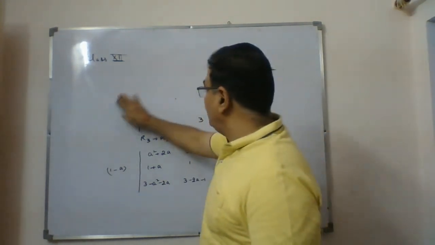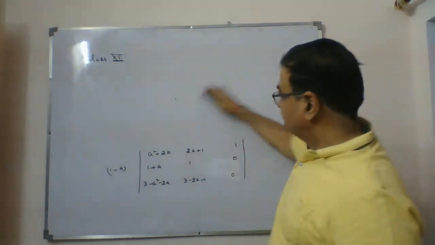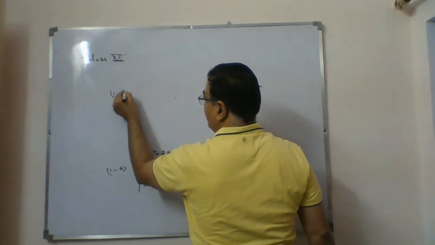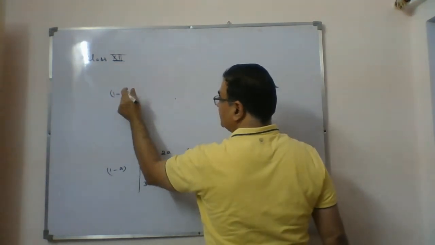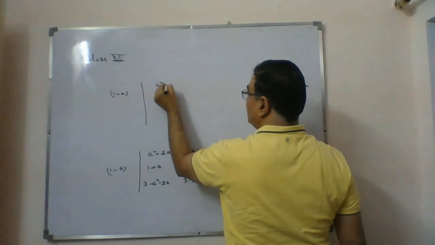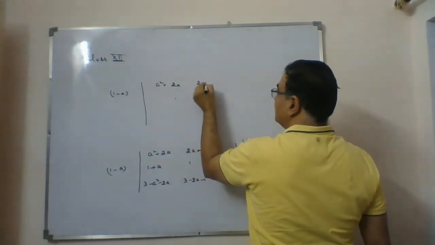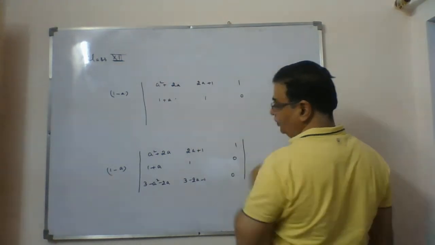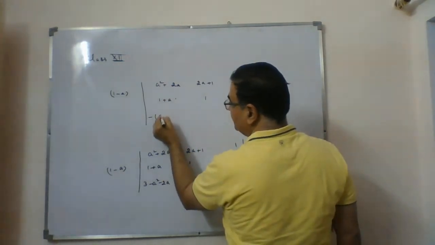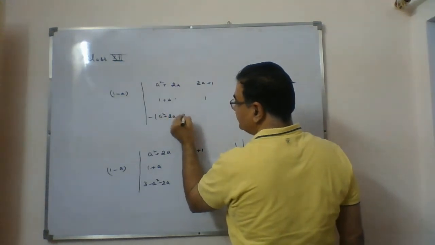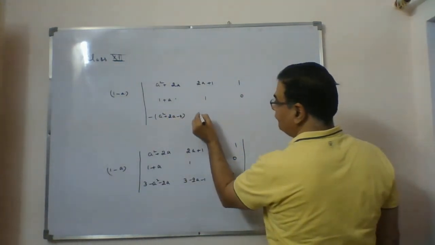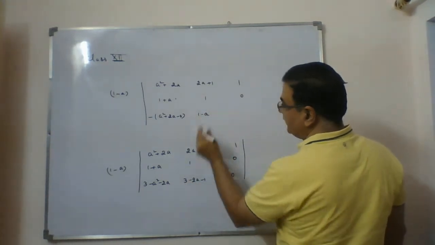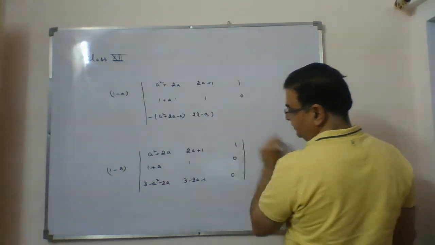Now when you solve it further, what will come? Just check here. 1 minus a square, a only. Then comes a square plus 2a, 2a plus 1, this is 1, 1 plus a, 1, 0. Then minus, I'll take common, a square plus 2a minus 3 will come. Here it will come 2 minus 2a, sorry. So 2 will be common and this is 0.